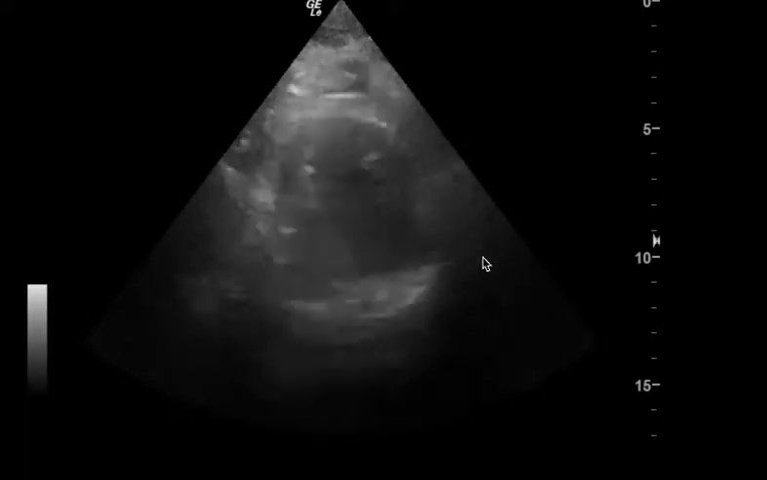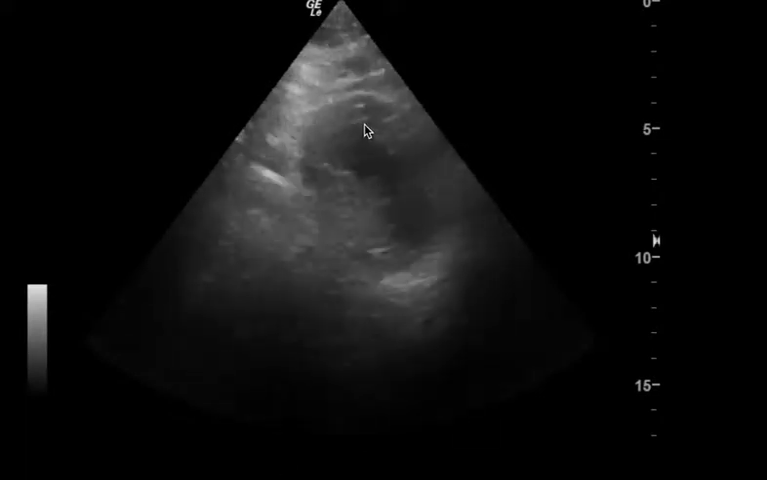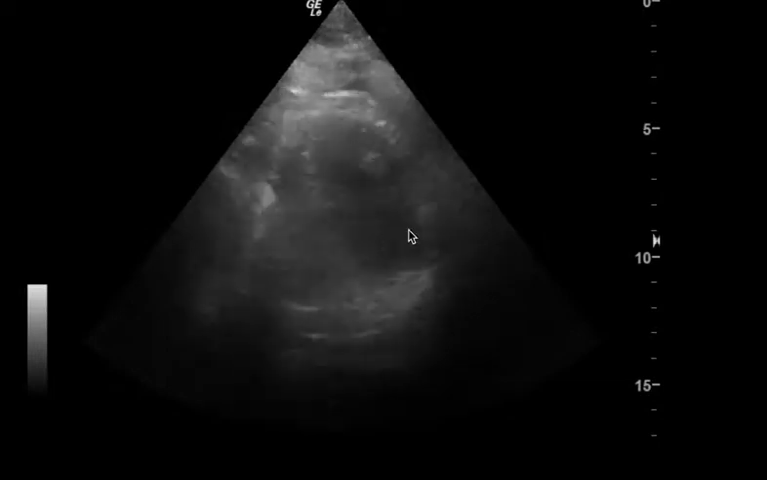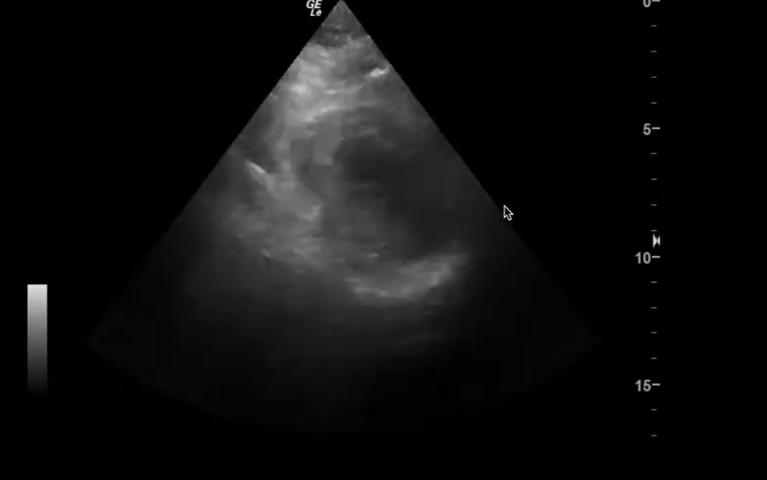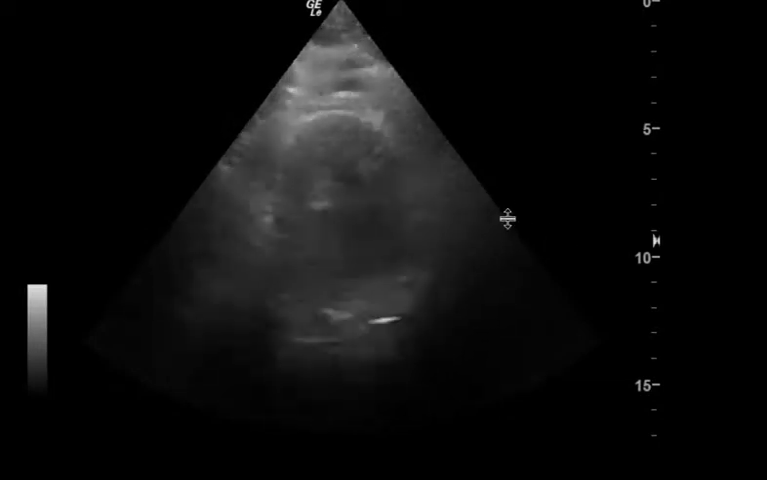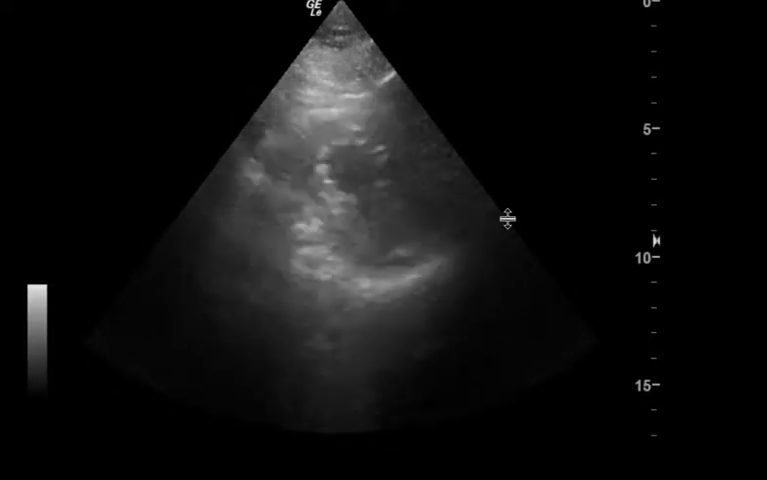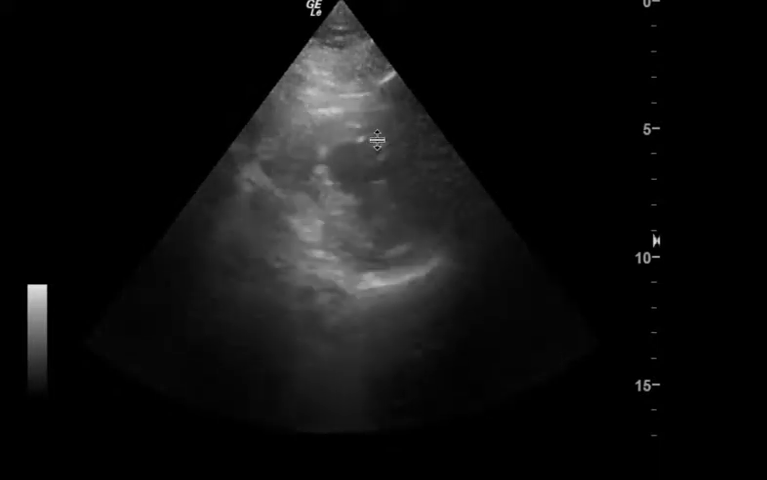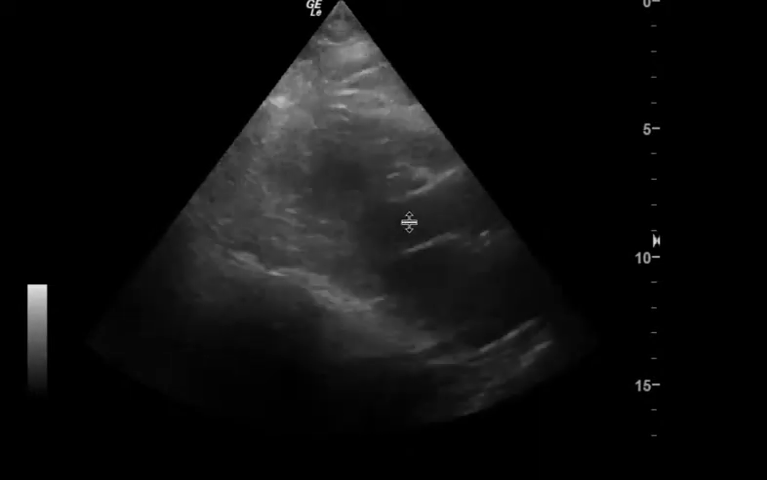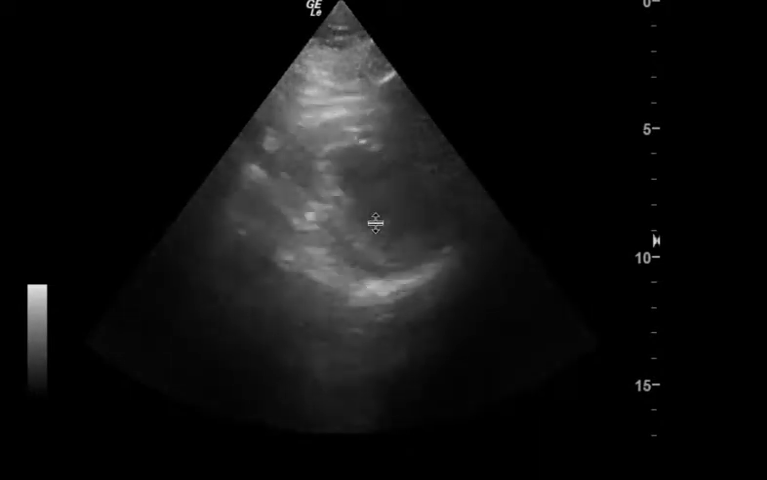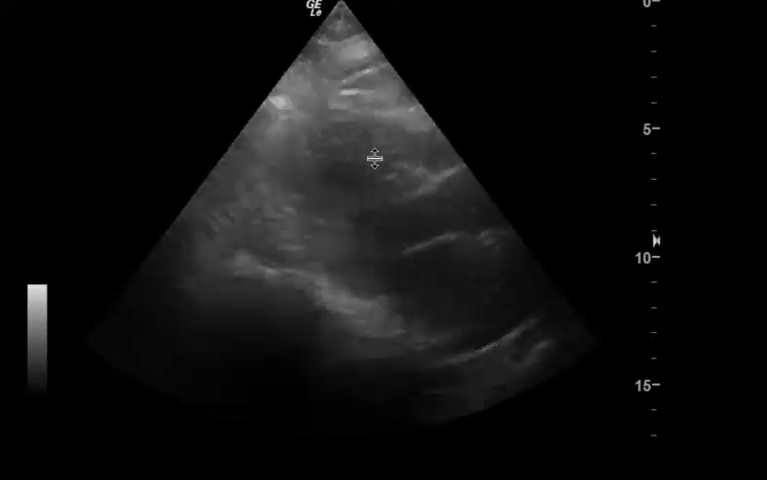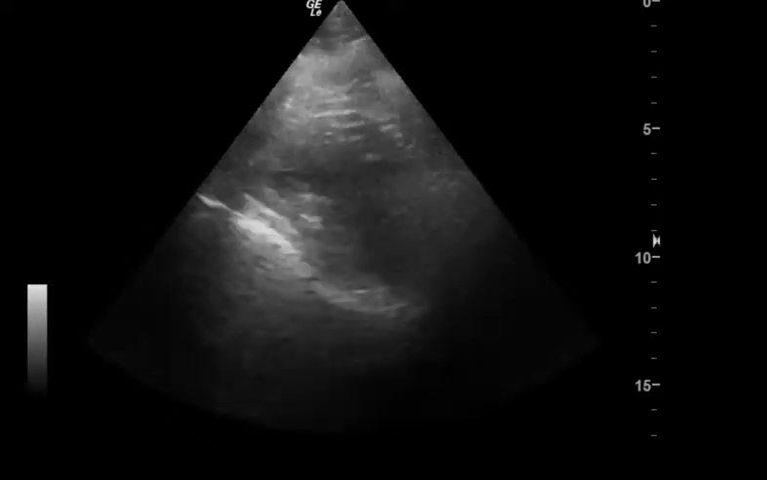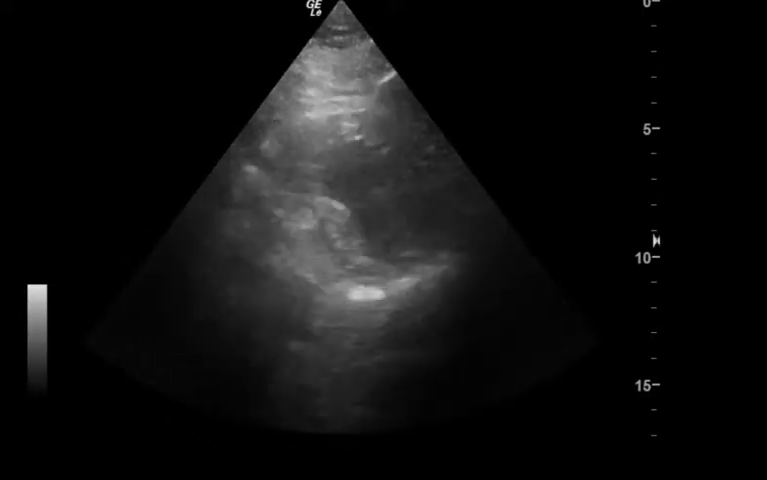This is another attempt here of the parasternal short, and again, the anterior wall really isn't contracting like the posterior and lateral wall, and this is concerning for a wall motion abnormality. Again, here you can see the anterior wall not contracting, but the posterior and lateral walls are almost touching, and this is concerning for a wall motion abnormality, and thus an LAD territory infarct.